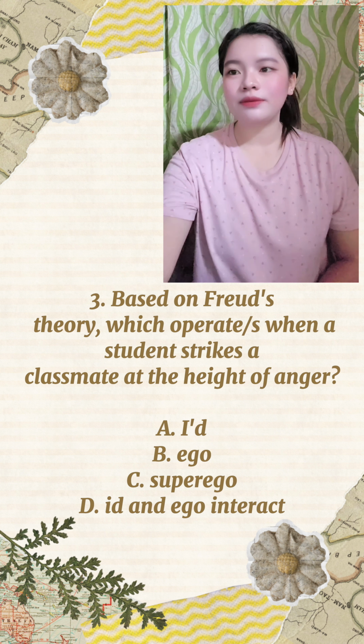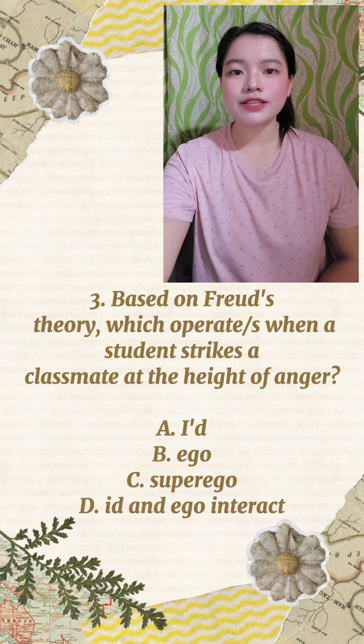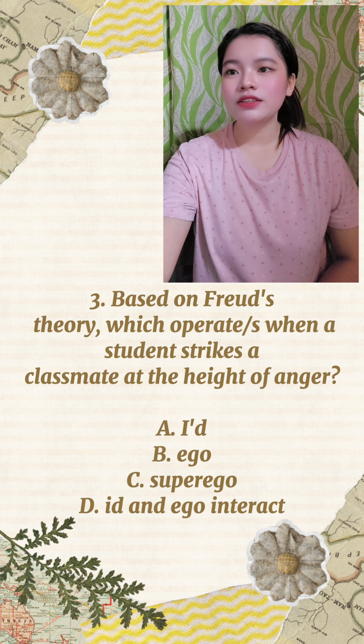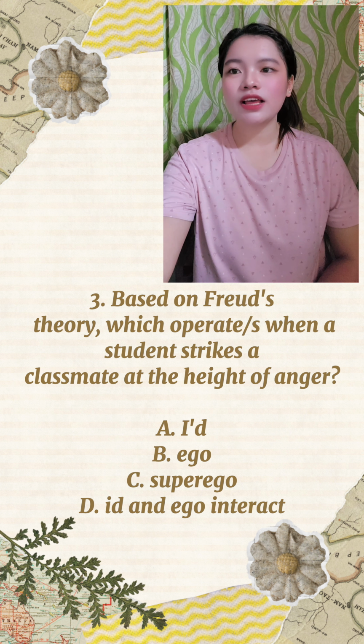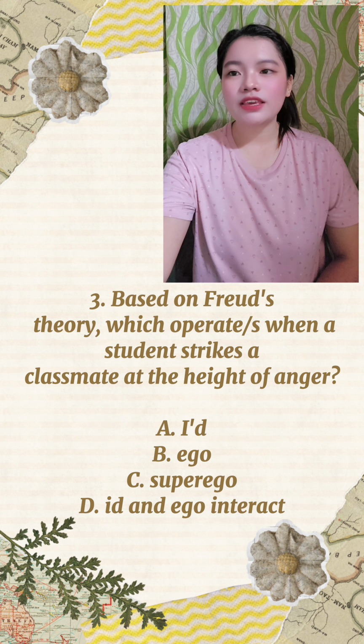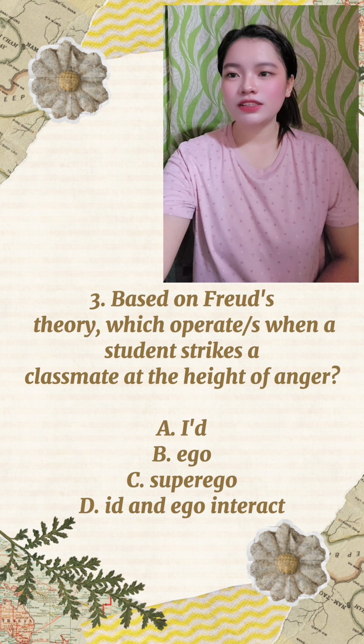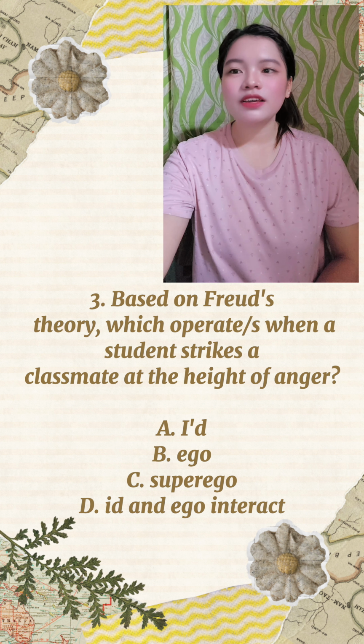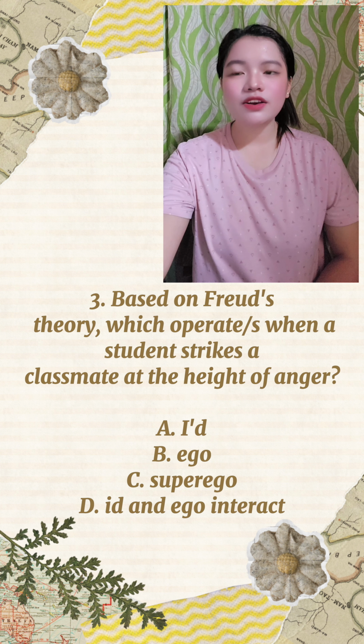Question number 3. Based on Freud's theory, which operates when a student strikes a classmate at the height of anger? A. Id, B. Ego, C. Superego, and D. Id and ego interact.